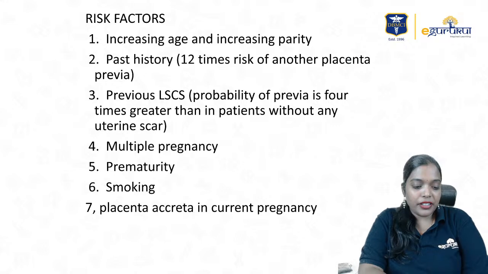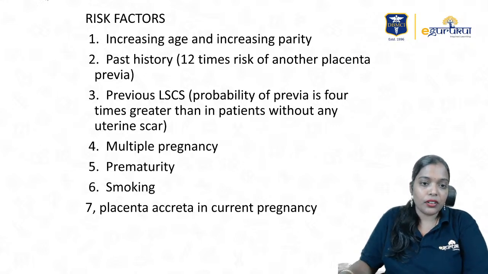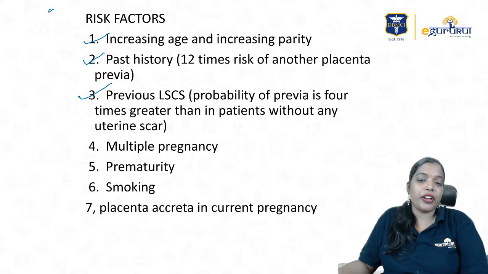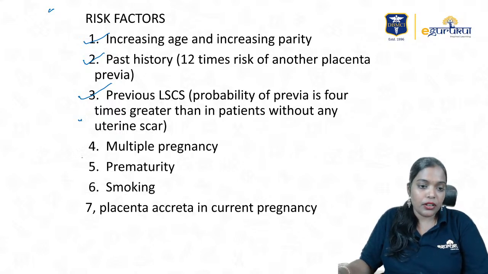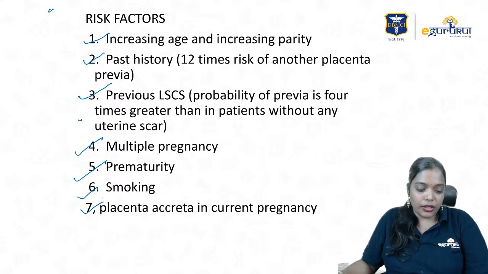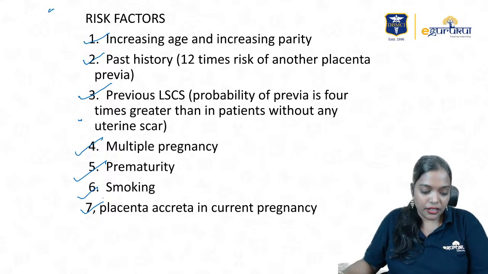So the risk factors: increasing age and parity, past history, previous cesarean section, which has a probability of previa 4 times greater than patients without a scar. Multiple pregnancy, prematurity, smoking, and accreta in the current pregnancy. So these are the risk factors.